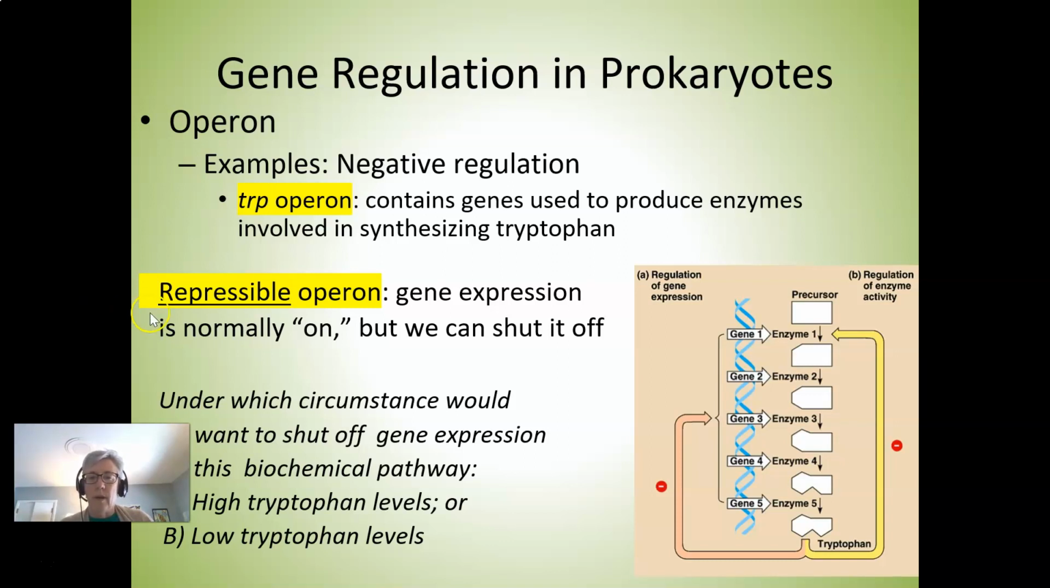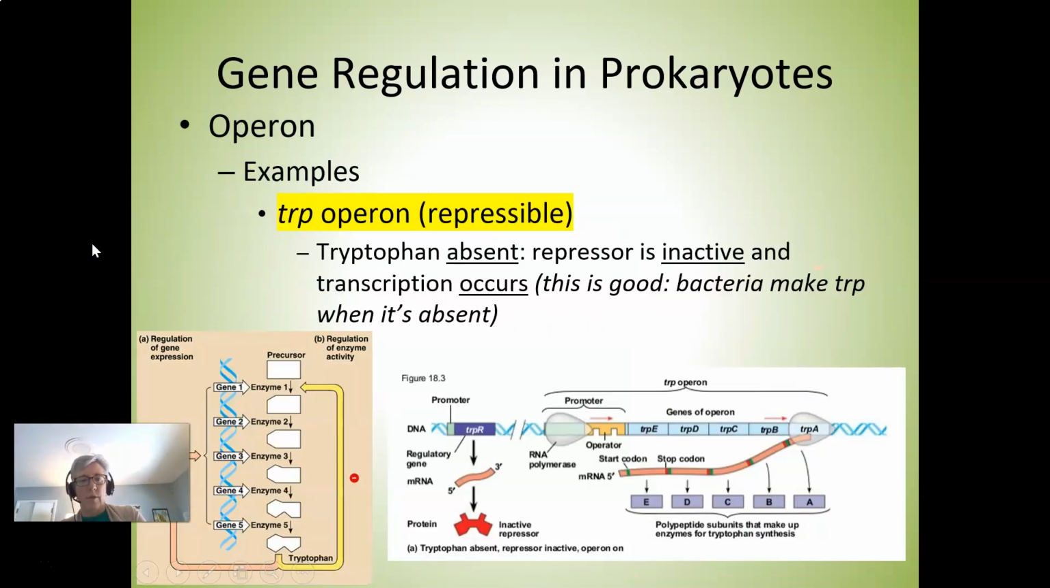So if we have a bacterial cell that has a lot of tryptophan currently present, we don't want the operon turned on to make more tryptophan. Okay, that would be an energetic waste. The cell doesn't want to waste energy making something that it already has. Okay, but it can get turned off. When there's no tryptophan, the cell is going to need to make tryptophan. So the operon is going to need to be turned on. And so we want the repressor to be turned off.